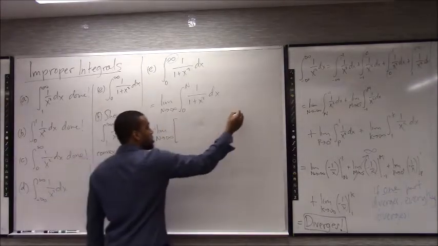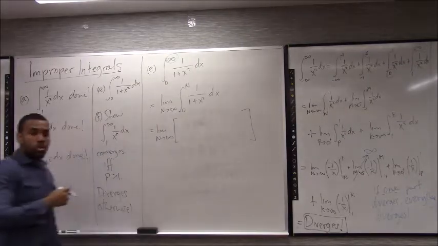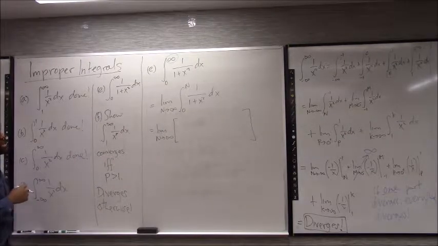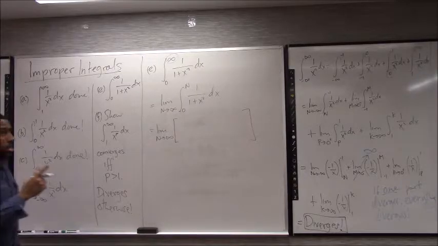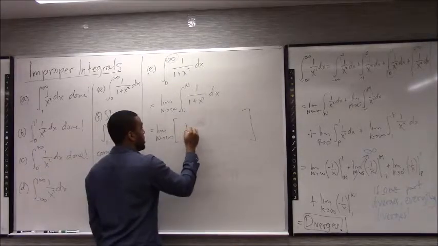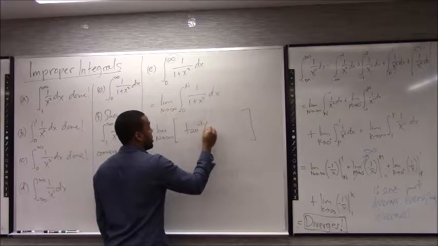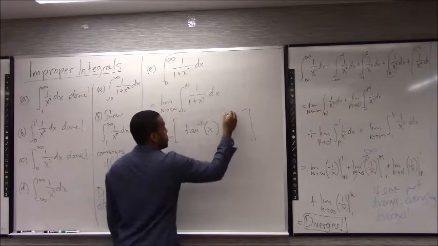What is that integral? The integral of 1 over 1 plus x squared is tan inverse of x. Tan inverse, right? That's something you need to remember. So that's tan inverse of x from 0 to n.